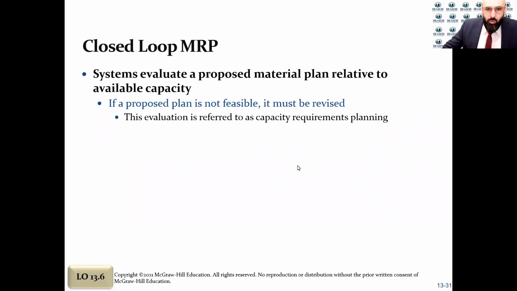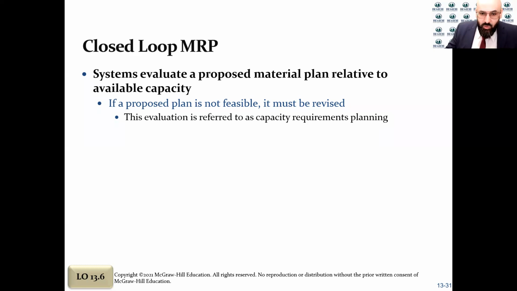When we talk about the closed loop MRP, the system evaluates a proposed material plan relative to available capacity. So now we're talking about monitoring, as one of the outputs for MRP is monitoring the reports and making sure that the plan is matching the output. If a proposed plan is not feasible, then it must be revised.